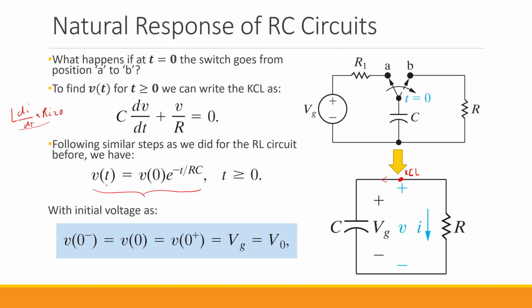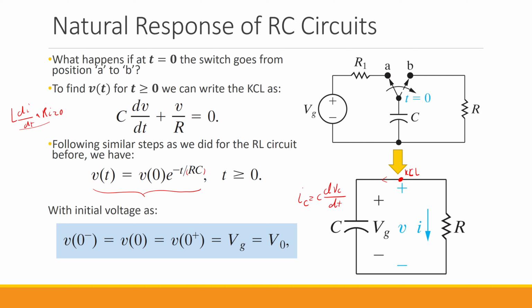So voltage at any given time equals voltage at time 0 multiplied by e to the power negative t over RC. So this whole thing is the denominator of the exponent. Considering that the initial voltage is the same for time less than 0 and time greater than 0, and that has to do with the equation for the current of the capacitor. So I repeat that, I_C = C dVc/dt.